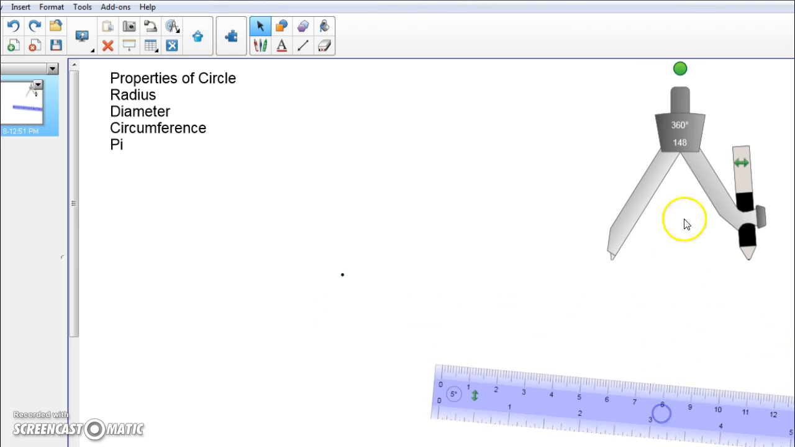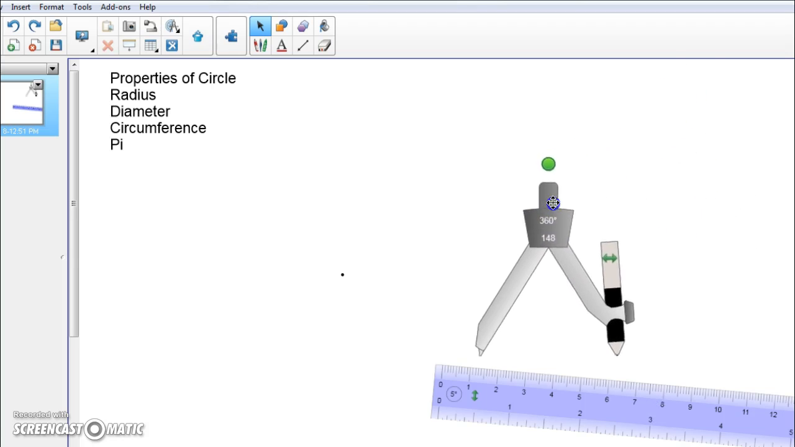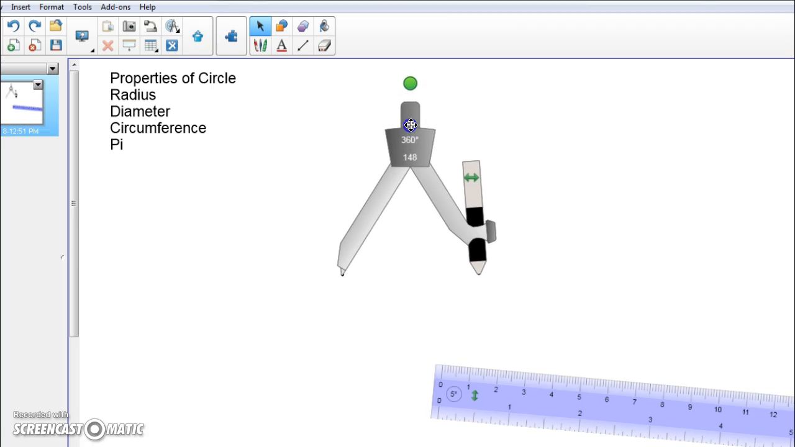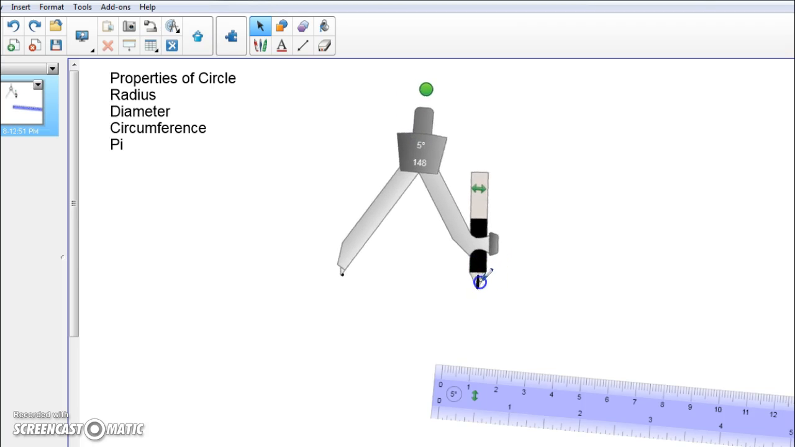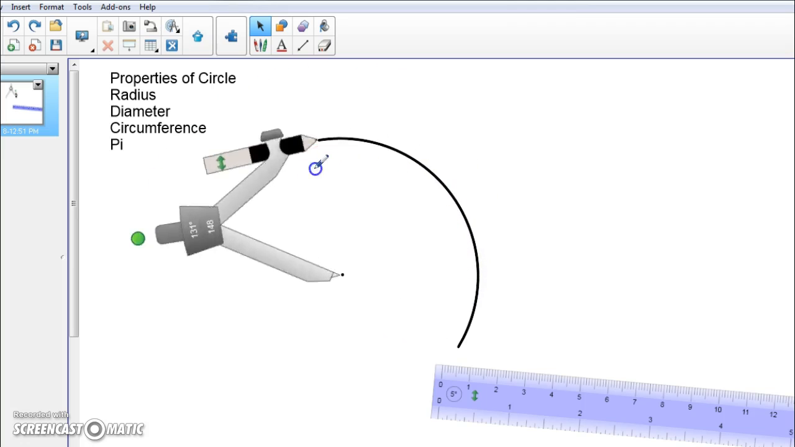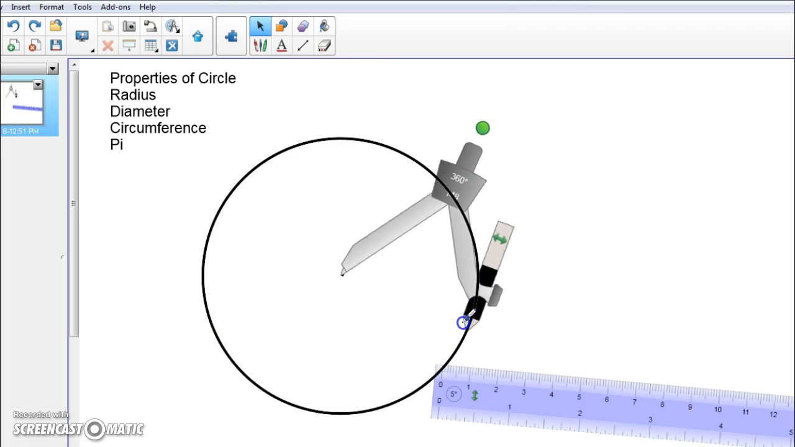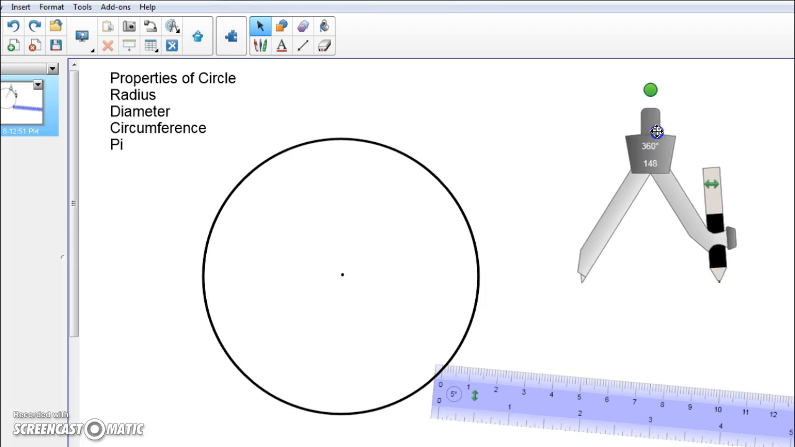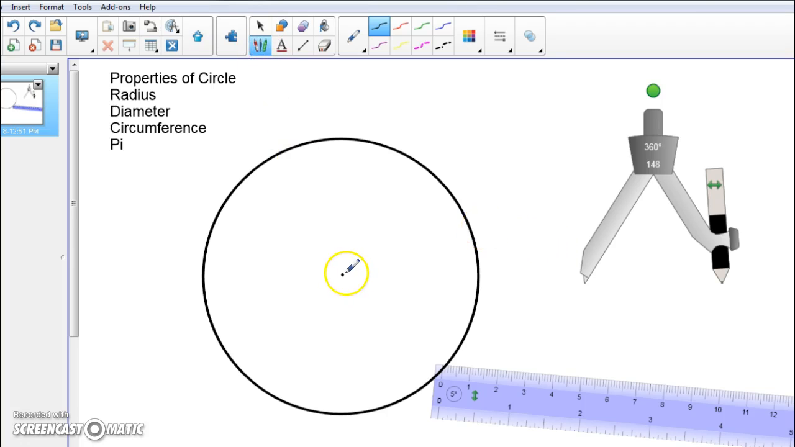Well, if I pull my ruler away and I take my compass, which has been open to 5 centimeters, and I now put it on this middle point, and I rotate my point all the way around, you can see that I create a circle. That circle is defined by the distance from the center out to the edge, and that is called the radius of the circle.